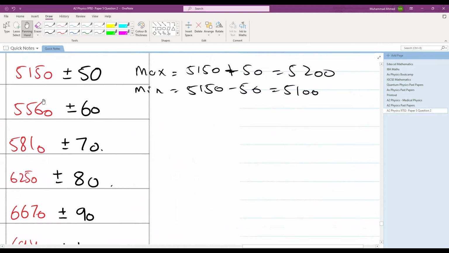In the second point, you have 5560 as your normal value. What will be your maximum value? 5560 plus 60, that is equal to 5620. Perfect. What will be your minimum value? Your minimum value will be 5560 minus 60, that is 5500. Perfect. So you have to mark an uncertainty or an error bar in this region.